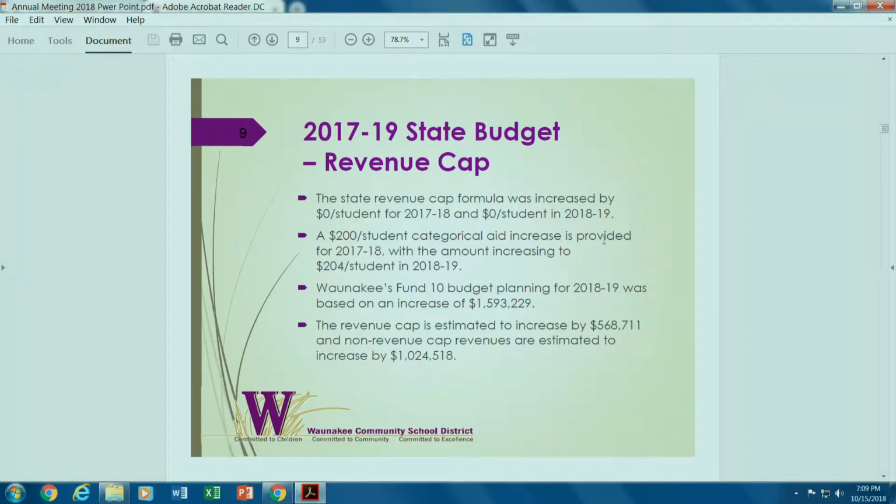You can see our Fund 10 budget planning for 18-19 was based on an increase of almost $1.6 million. In order to get to that, you have to add the 2 numbers at the bottom together. So the $568,000 is what we're getting from the revenue cap, and the $1,024,000 is what we are getting through the categorical aid program. So those 2 together bring forward our Fund 10 budget of the $1.5 million.